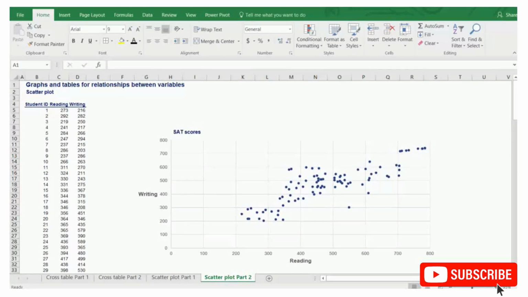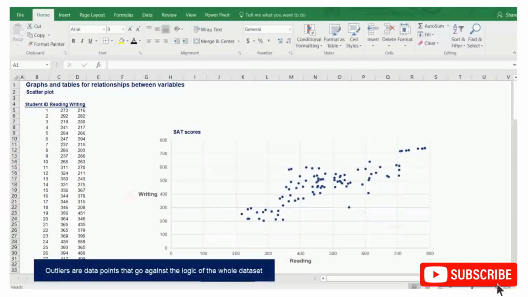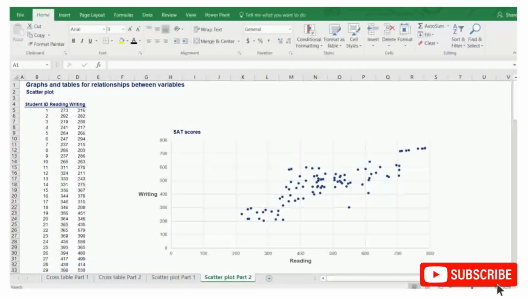This is less true for bad students, as their performance tends to deviate when performing different tasks. Finally, we have Jane from a minute ago. She is far away from every observation, as she scored above average on reading but poorly on writing. This observation is called an outlier, as it goes against the logic of the whole dataset. We will learn more about outliers and how to treat them in our analysis later on in this course.